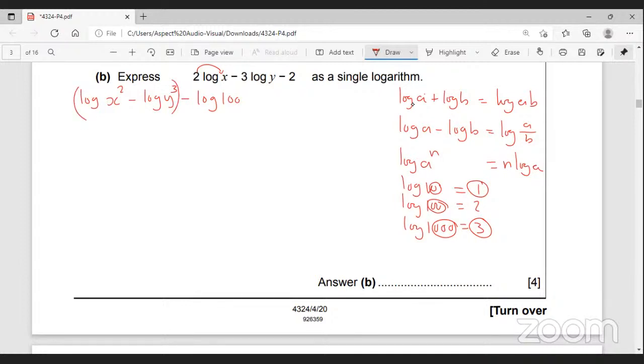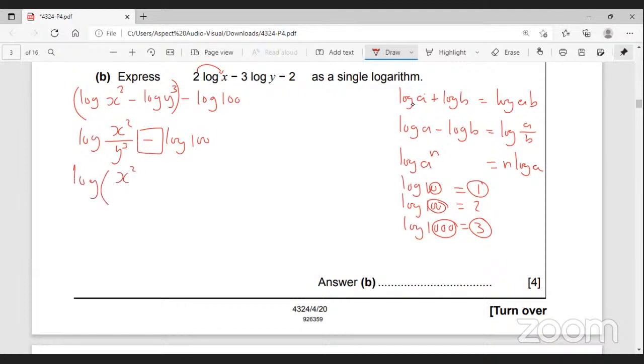Okay, so that is actually the quotient law, that when you subtract, you divide. So it's going to be log x squared over y cubed. Okay, minus log 100. Okay, again, what do you see here? It's a minus, that when you subtract, you basically divide. Okay, so that is the quotient law. So we are going to divide it. Therefore, this is the same thing as log what?